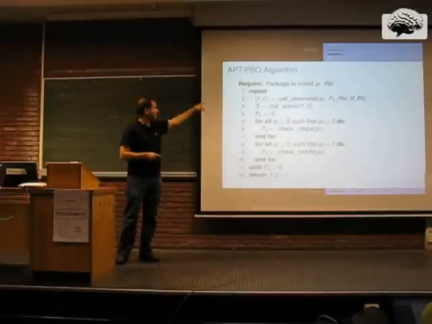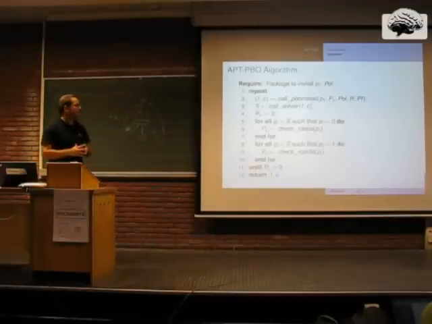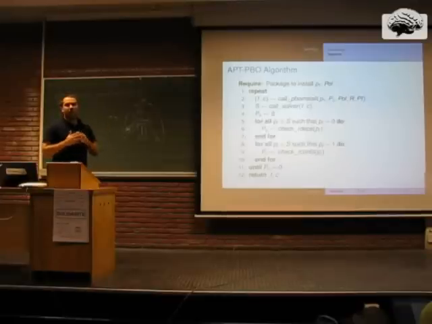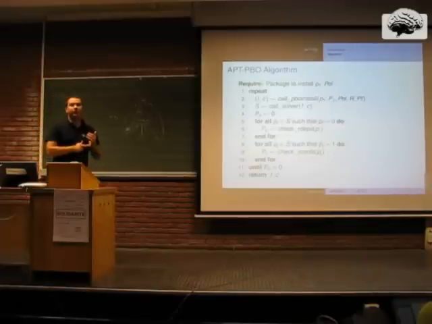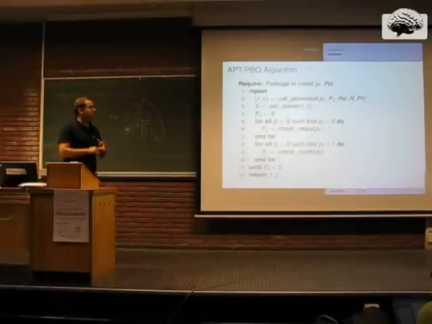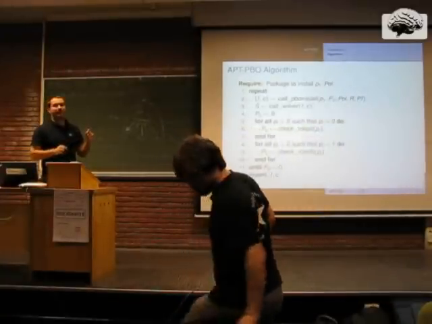We have a cycle from the repeat line 1 until line 10, and in the first step of the cycle, we call the PBO install option in apt-get, the one that I said would encode the problem in PBO, and we pass several things to that function. First, we pass the package that we want to install, represented there as P1. Then we pass the conflicts that the package involves. Then we pass the policy.